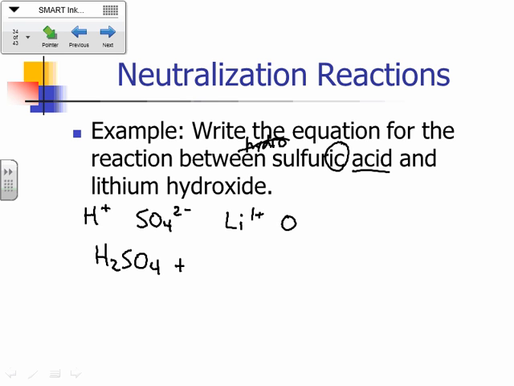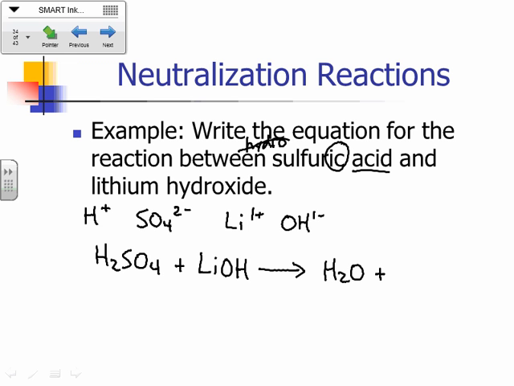Hydroxide, if you look that up on your periodic table, that's a 1 minus. So this is just going to be a 1-to-1 ratio here, LiOH. Okay, and then we do our wife swap again. The hydrogen goes with the OH to make H2O.